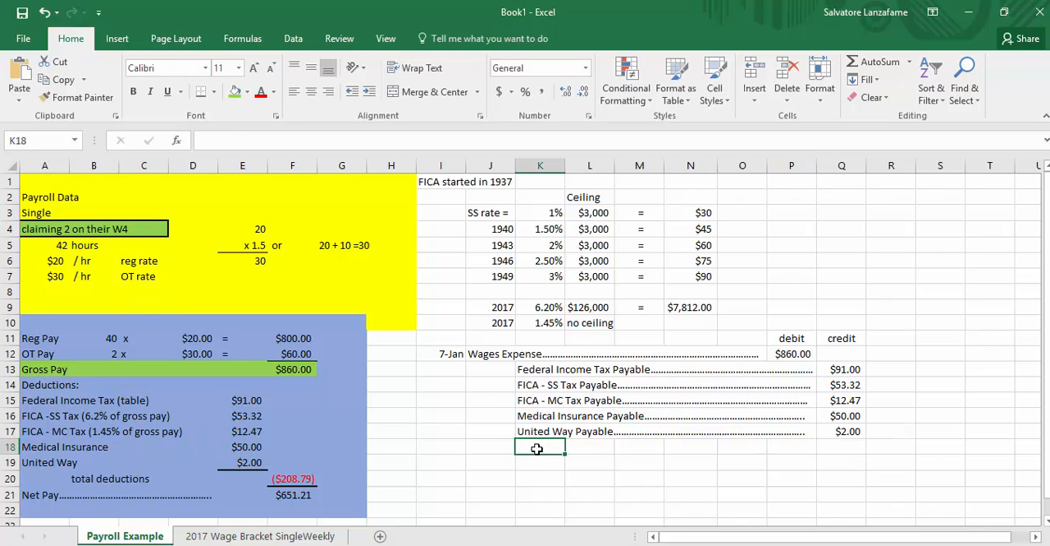And then in this last step, we will either credit cash. If the employer ends up paying the payroll on the same day, they will credit cash. If the payment of the payroll, let's say, doesn't happen until tomorrow, then they will credit wages payable. But the amount that goes in here, whether it's cash or wages payable, is for the amount of the net pay. So that's going to be the 651.21. Okay, and just as a reminder, our first line was for our gross pay.